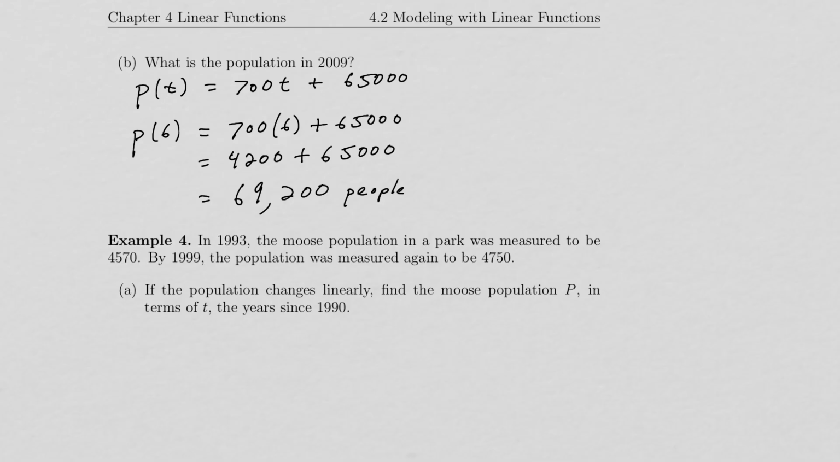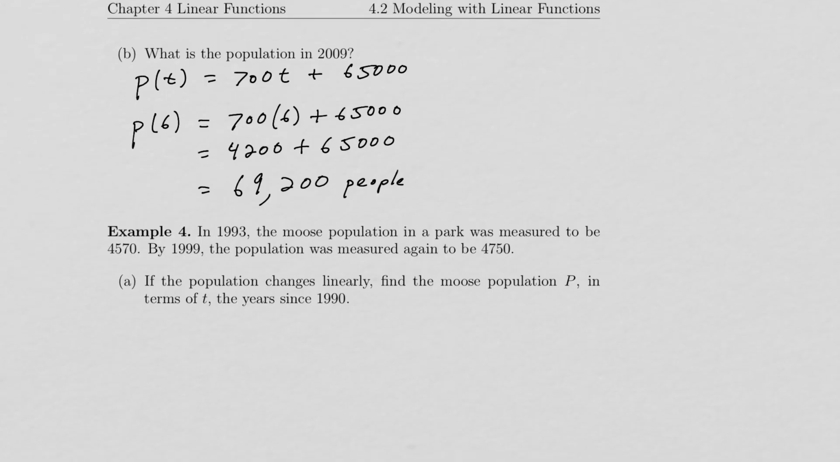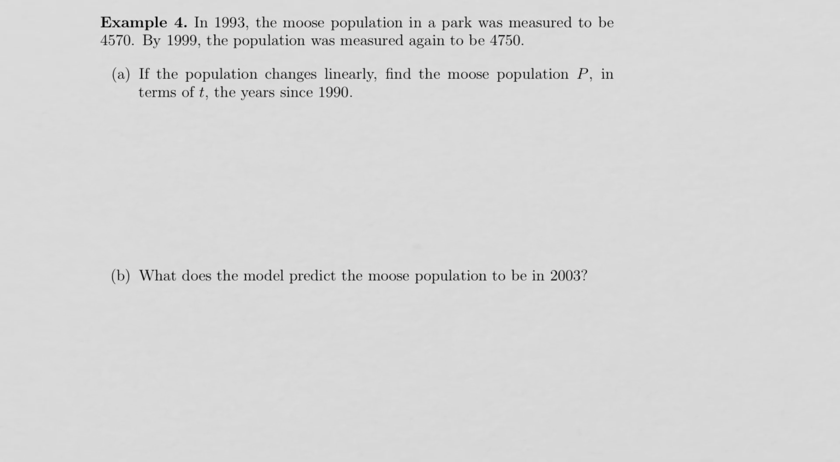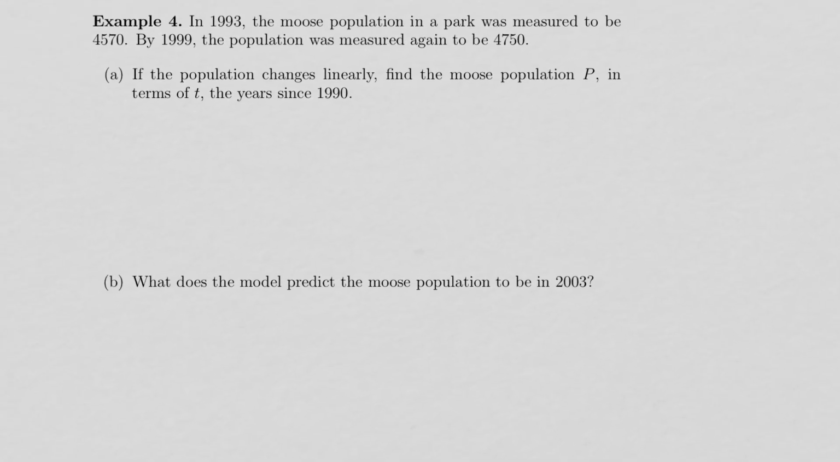Okay, the next example is similar. So now instead of people, we're talking about the moose population. So let's see if we can answer this question. It says in 1993, the moose population in the park was measured to be 4,570. By 1999, the population was measured again to be 4,750, right? So the moose population increased over those 6 years.